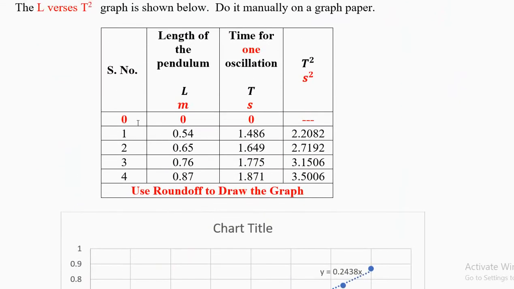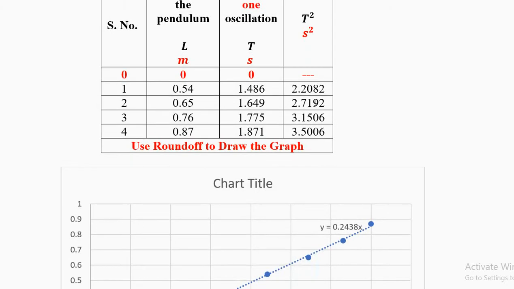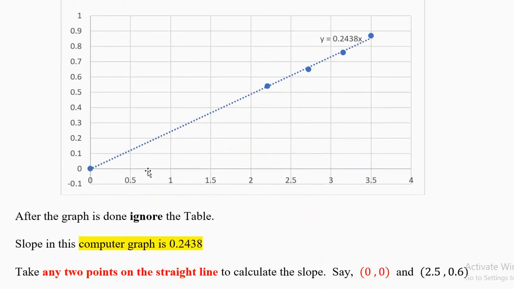Now which is your first point? 0, 0, these two. 0.54, 2.2. So 0.54, 2.2. It is here. 0.54 will be here, 2.2 will be here. So put all the points, draw the best line.